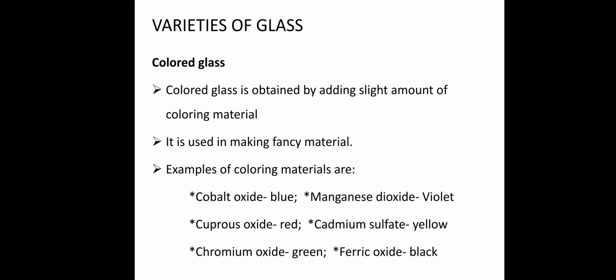Next variety is colored glass. Colored glass is obtained by adding slight amount of coloring material. It is used in making fancy material also. Examples of some coloring materials are cobalt oxide blue, cuprous oxide red, chromium oxide green, manganese dioxide violet, cadmium sulfate yellow, and ferric oxide black.